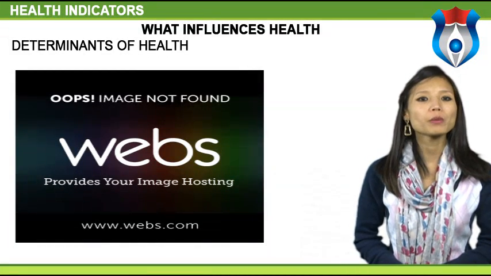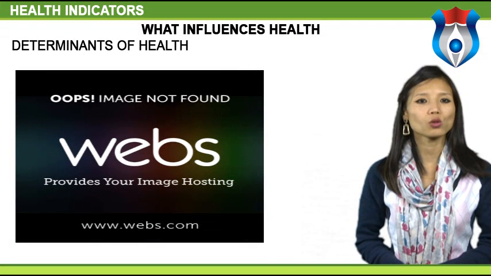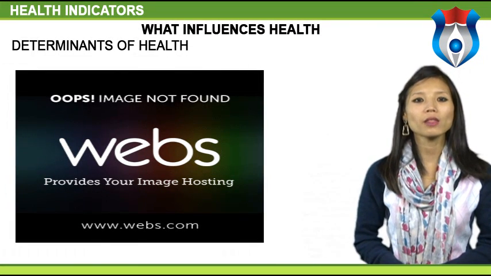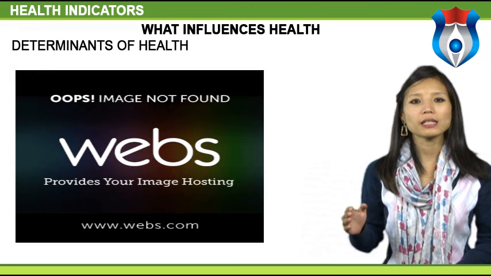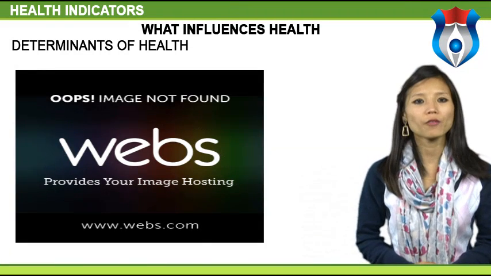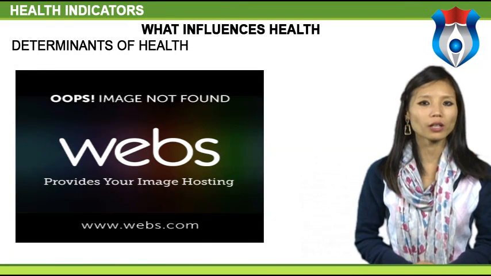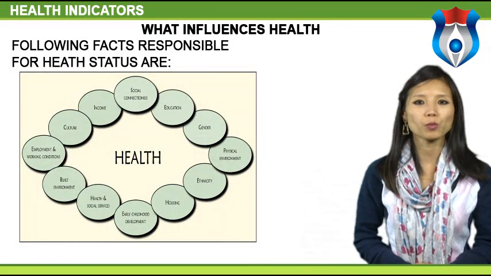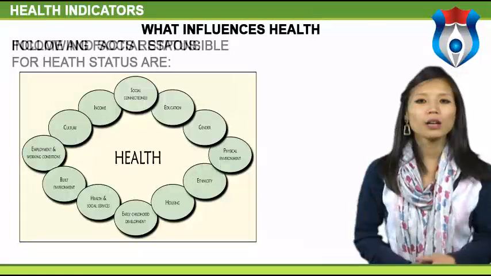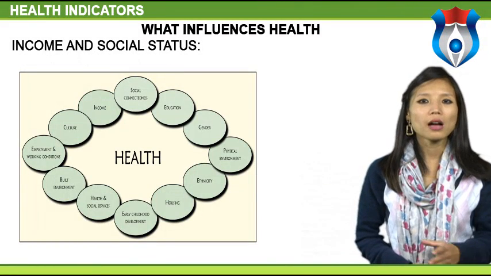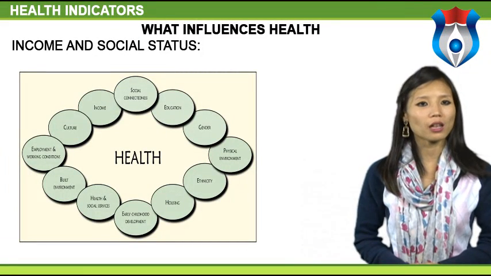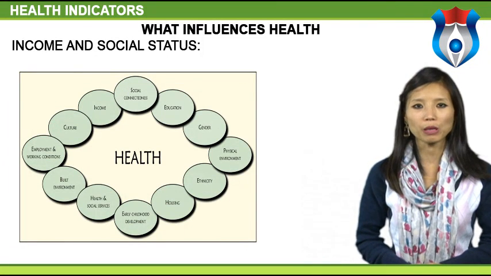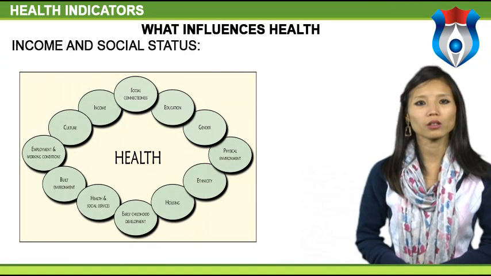The context of people's life determines their health, and so blaming individuals for having poor health or crediting them for good health is inappropriate. Individuals are unlikely to be able to directly control many of the determinants of health. The following factors are responsible for health status: income and social status. Higher income and social status are linked to better health. The greater the gap between the richest and poorest people, the greater the differences in health.